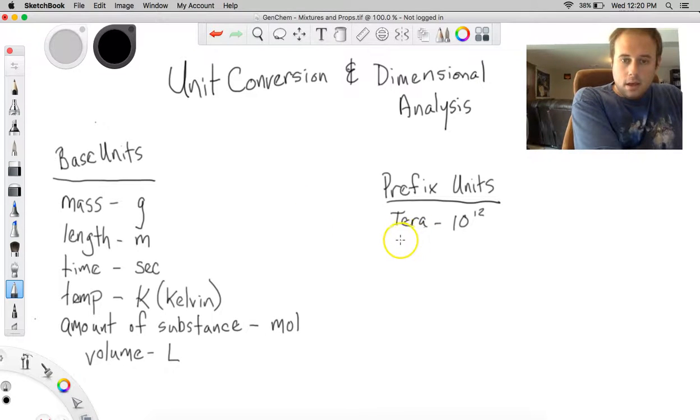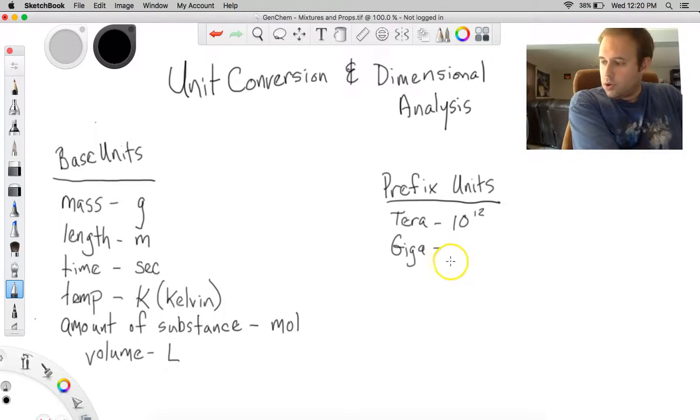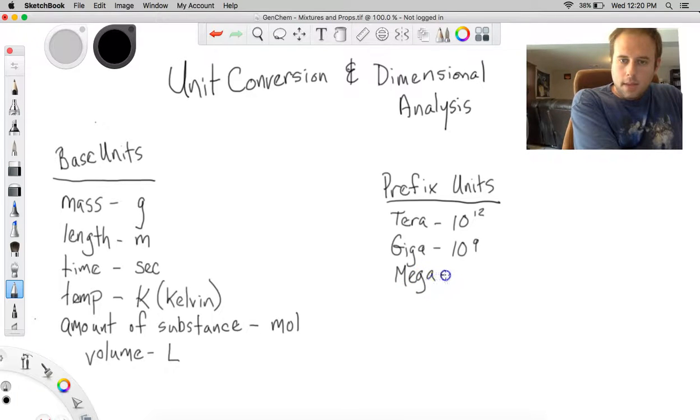And then you have giga. And again, when we talk about computer memory, that's a very common one. That's 10 to the 9th. Mega. Mega would be 10 to the 6th.